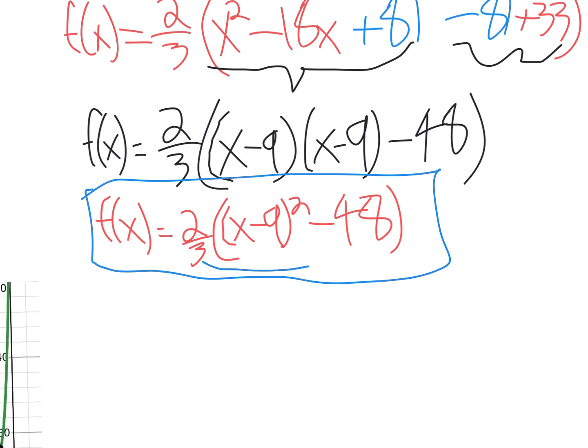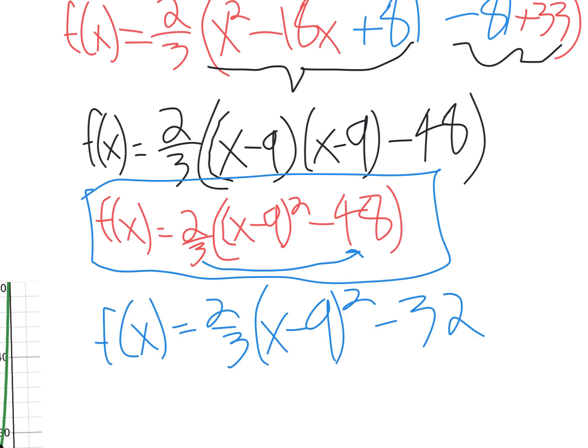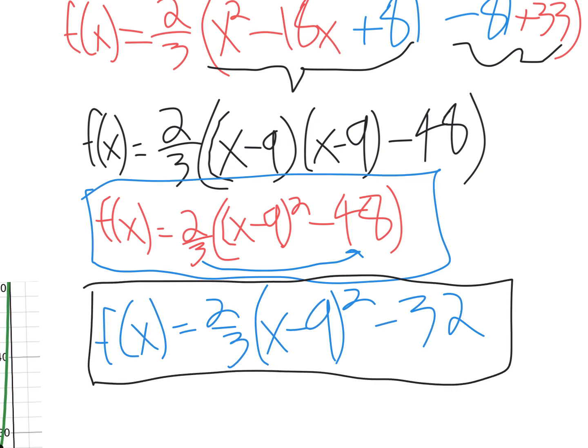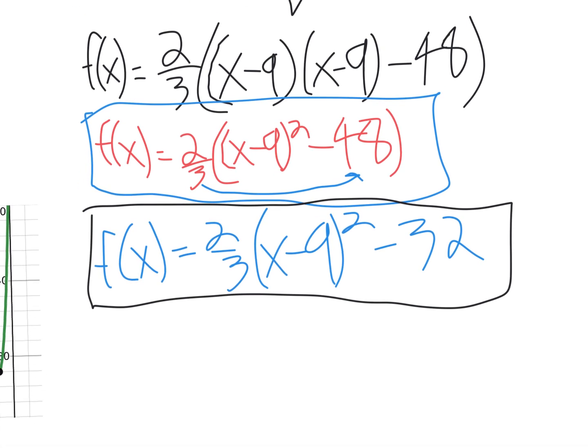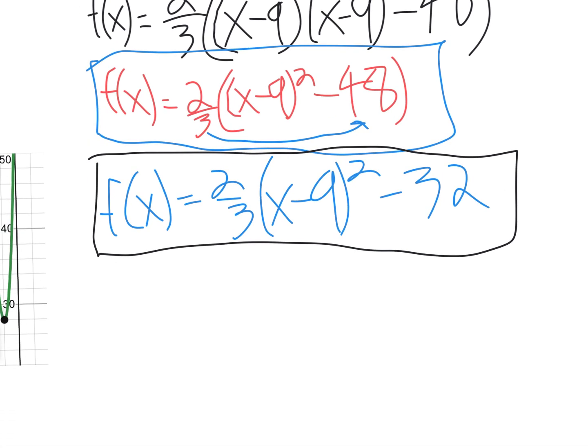However, you may want to distribute that 2/3 just to the negative 48. And 2/3 times negative 48 would be negative 32. So I would also accept this for your final answer. That way you don't have to remember to do the double parentheses thing. And also it makes it that much easier to identify the vertex.